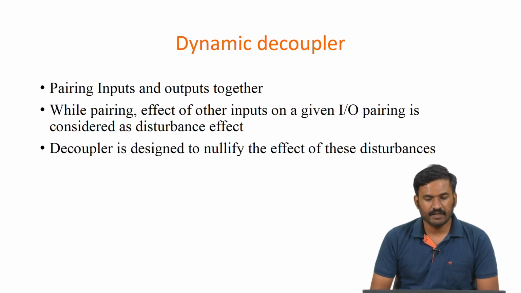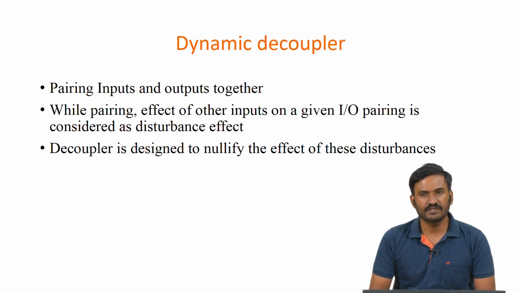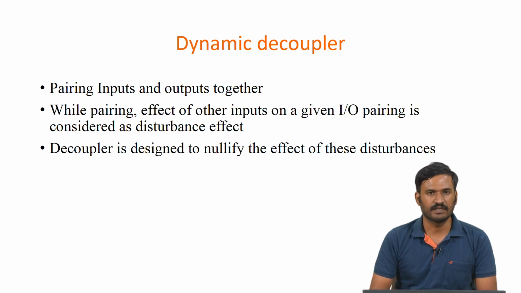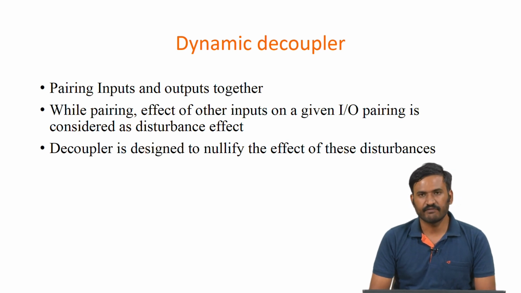So, a dynamic decoupler tries to nullify the effect of other inputs on the given input and output pairing. In order to do that, we consider the effect of other inputs on this output to be equivalent to some disturbance effect. So, the decoupler is essentially designed to nullify the effect of such other inputs, other than the one with which we are pairing the particular output.